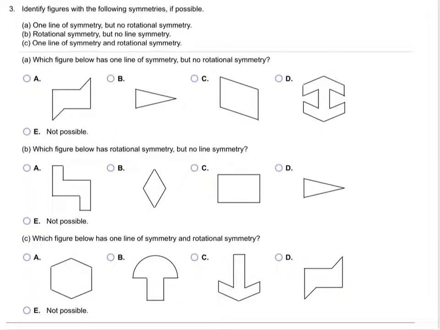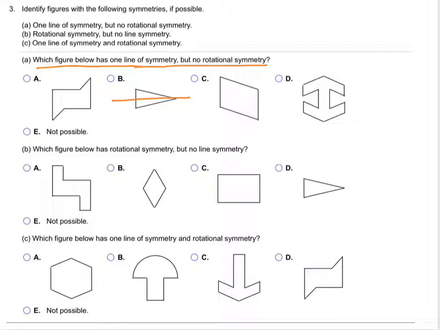Remember symmetry? Rotation symmetry. So identify the figures. On question A, which figure below has one line of symmetry but no rotational symmetry? What do y'all think? Which one of those, A, B, C, or D, has one line of symmetry? B? Yeah, B has, here's its symmetry.